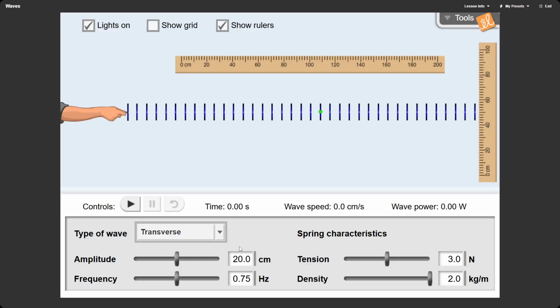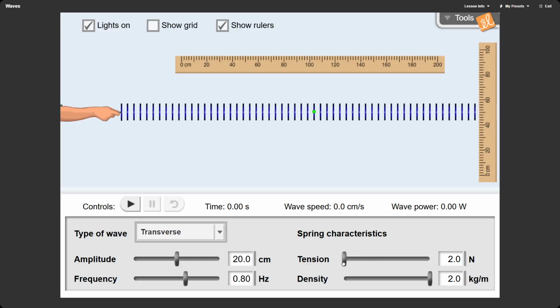They want you to keep the amplitude at 20. They want you to increase the frequency to 0.08. Your tension goes down to 2. And then you're going to put your density at 2, which is all the way up. Just check and make sure it doesn't say anything about amplitude. Amplitude, I'm going to keep at 20.